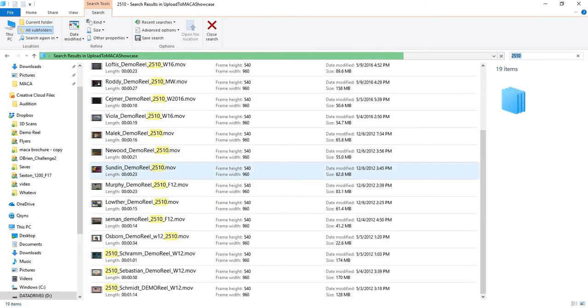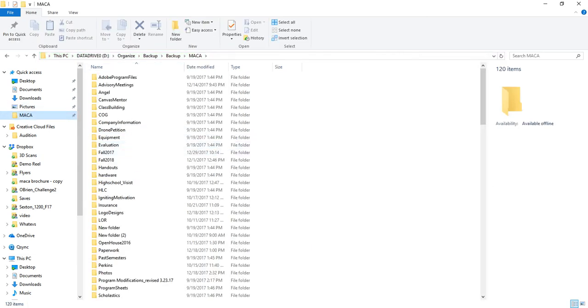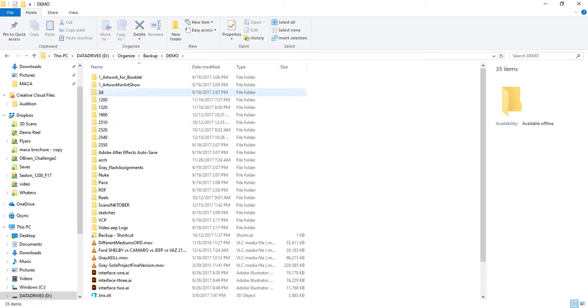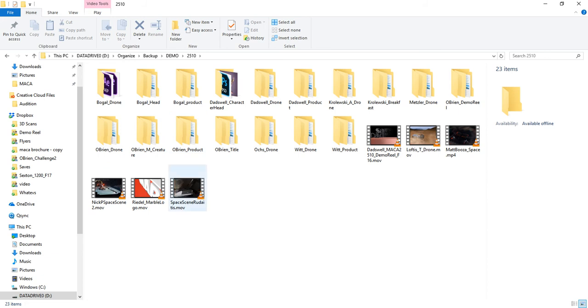So now I have a backup system. I got this whole thing, and I've been going through. I have 4 terabytes of stuff that I'm trying to organize. Where is my demo reel stuff? Backup. Demo. There it is. 2510. Cool. I don't know why it wasn't in another folder.